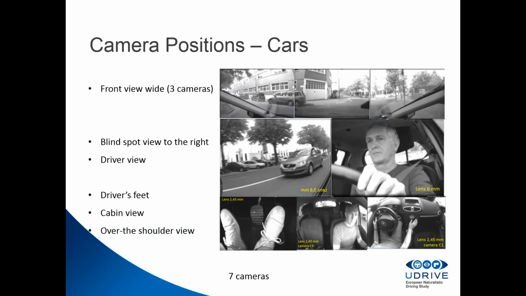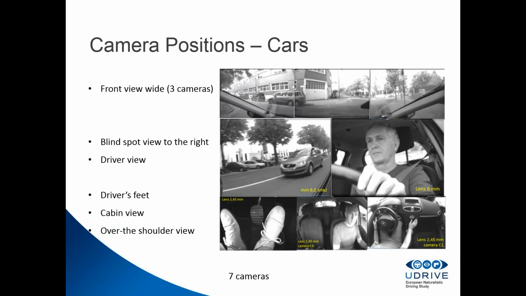In the middle at the bottom we have the cabin view. That shows us if there are passengers and if there's a conversation going on between the driver and the passengers. It's also useful for identifying seatbelt wearing.